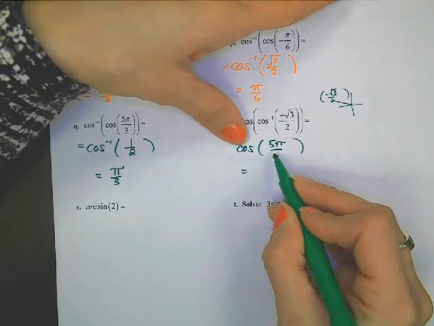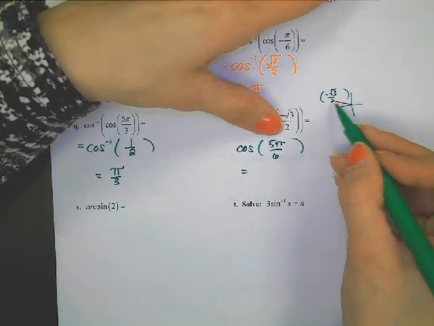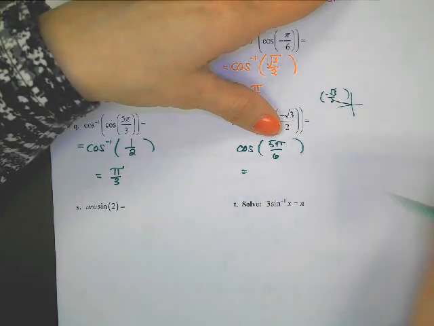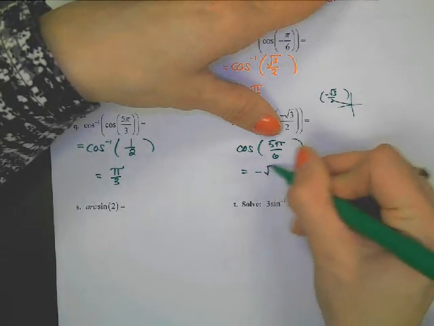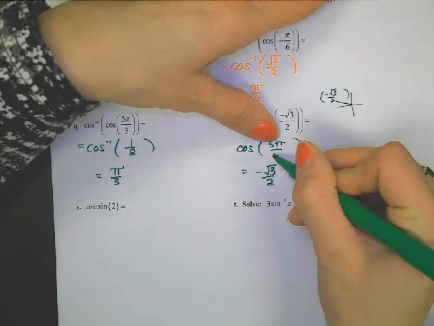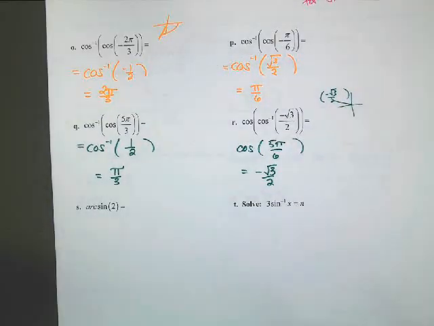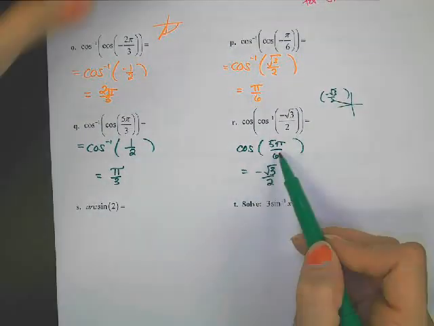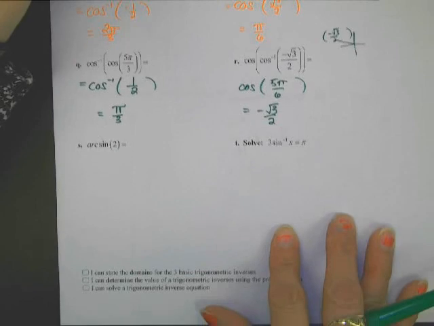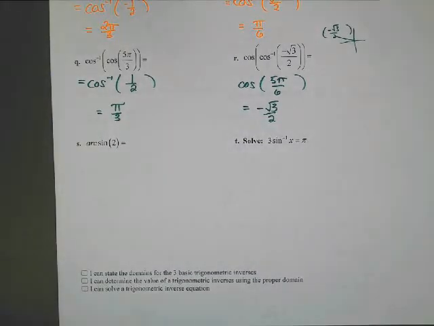Now, this is just a forwards problem. Go to 5 pi over 6. I know you were just there. And tell me the cosine. -radical 3 over 2. It's okay to do 5 pi over 6 because this is just forwards. Okay, you only have to worry about the domains when it's an inverse.